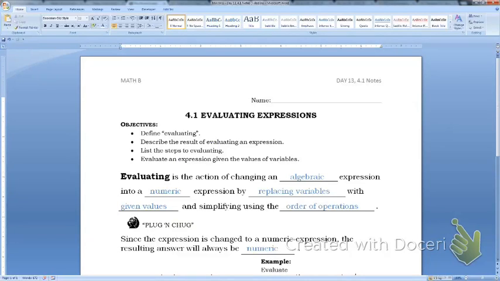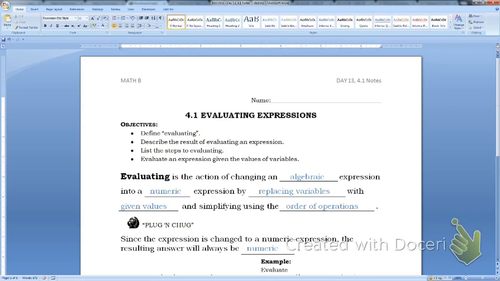This is lesson 4.1, Evaluating Expressions. The objectives of this lesson are that you can define evaluating, describe the result of evaluating an expression, list the steps to evaluate, and evaluate an expression given the values of variables.